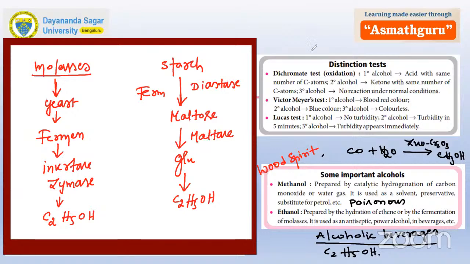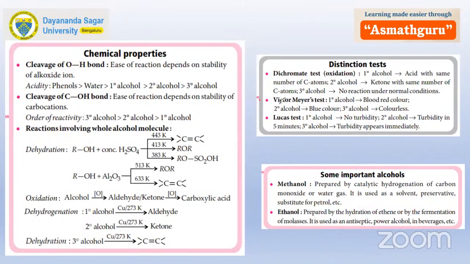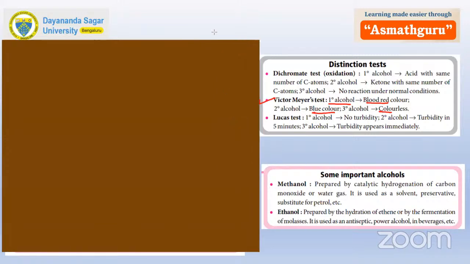Then we'll come to that question. Somebody has asked, sir, what is the Victor Meyer method? I already told you. In the Victor Meyer method, primary alcohol gives you blood red color, secondary alcohol gives you blue color, and tertiary alcohol gives you colorless. So what is the reagent we are adding here? I will take a board and a white chalk piece.